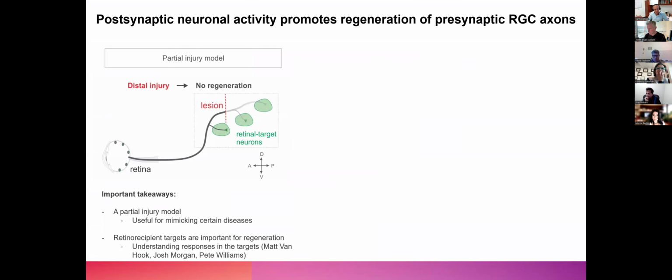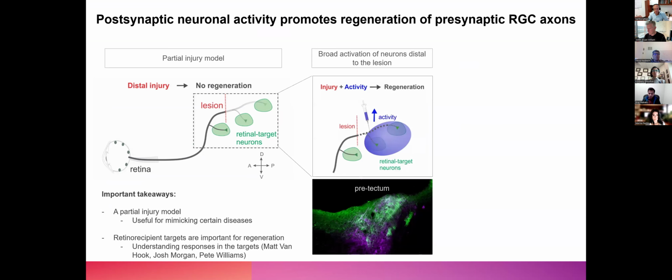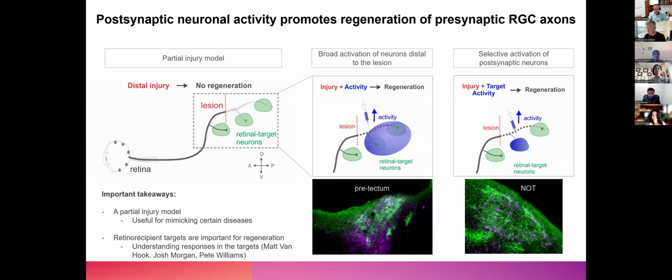And so I think all of these together are highlighting different injury models that we can begin to also incorporate, particularly the partial injury models that a few of us have been using, which can be useful to mimic certain aspects of diseases as opposed to a complete uniform lesion. And we've shown in our own hands that whether we stimulate neurons broadly distal to the lesion or selectively in a specific retinal recipient target, all of these are sufficient to promote regeneration.